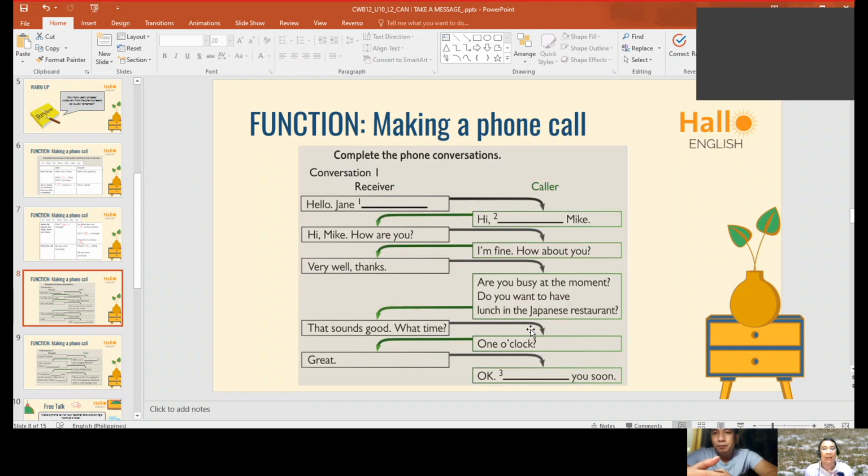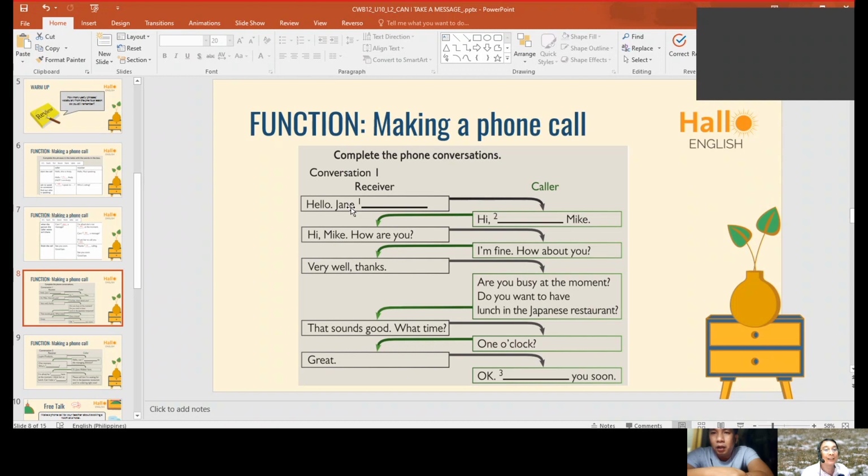Now we have here the complete phone conversation. So we have the receiver and we have the caller. Hello, Jane. Hello, Jane. What do you think?